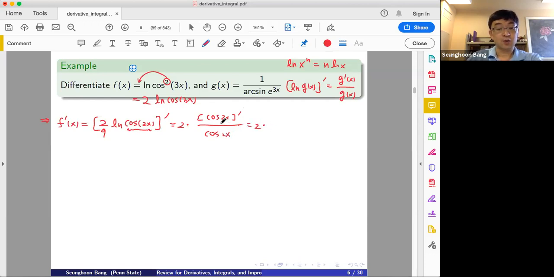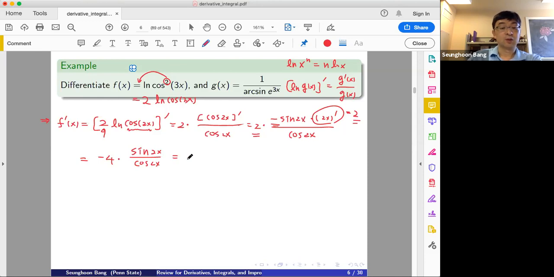2 times the derivative of cosine, times the inner function 2x prime, over cosine of 2x. The 2x prime is just 2. You can combine: 2 times minus 1 is negative 4. We have negative 4 sine 2x over cosine of 2x. So this is the answer.